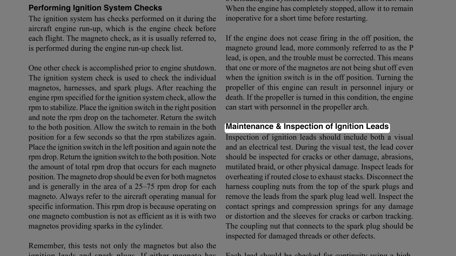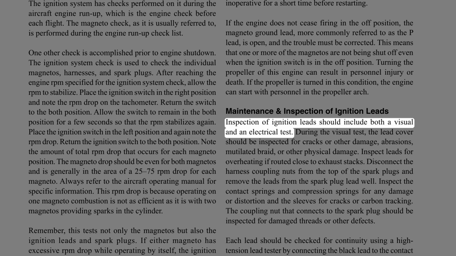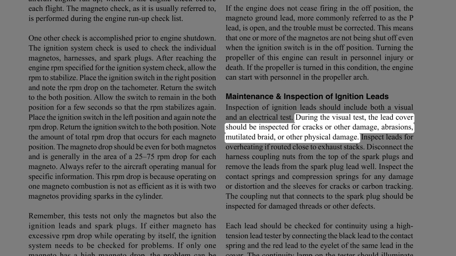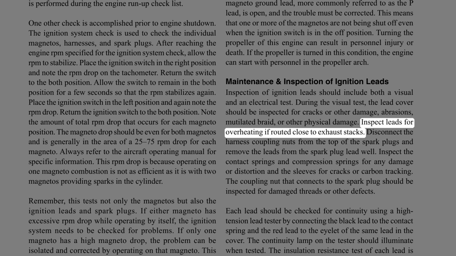Maintenance and inspection of ignition leads. Inspection of ignition leads should include both a visual and an electrical test. During the visual test, the lead cover should be inspected for cracks or other damage, abrasions, mutilated braid, or other physical damage. Inspect leads for overheating if routed close to exhaust stacks.